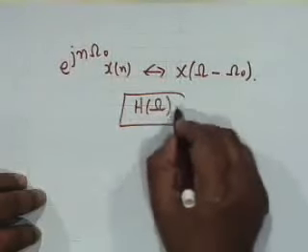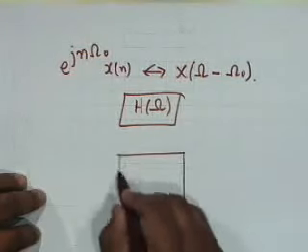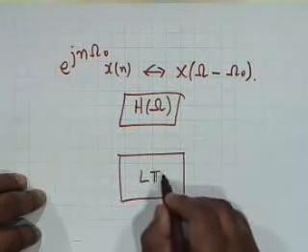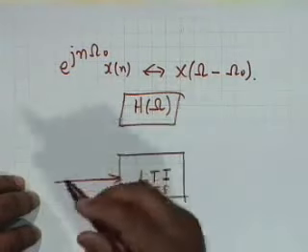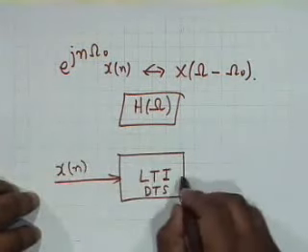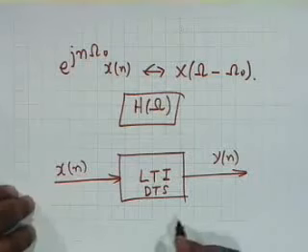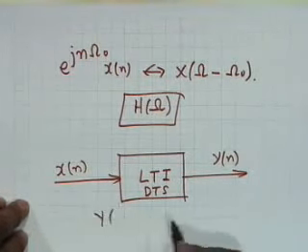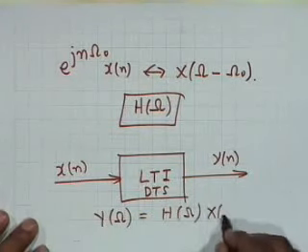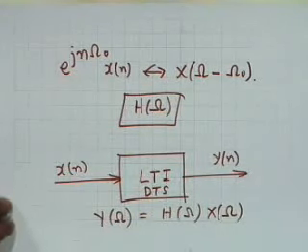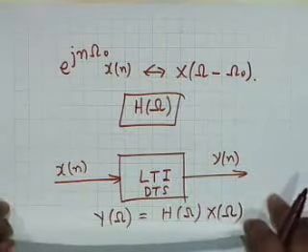All right. Next we look at the use of capital H of omega. You recall that in a linear time invariant discrete time system, we are going back to convolution. If the input is x of n and the output is y of n, then you know that capital Y of omega is equal to H of omega multiplied by capital X of omega, where H of omega is the Fourier transform of h of n, that is the unit impulse response of the system.